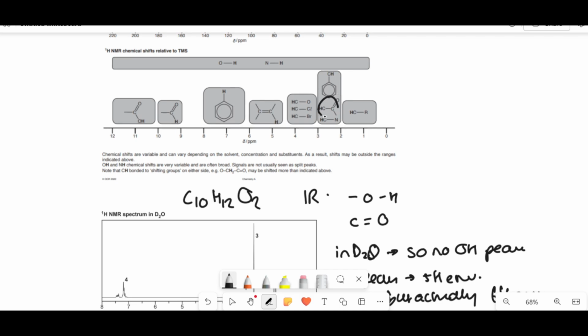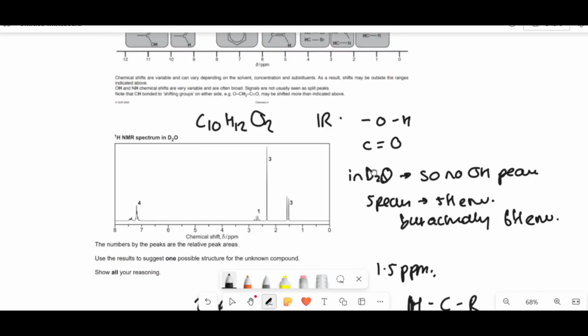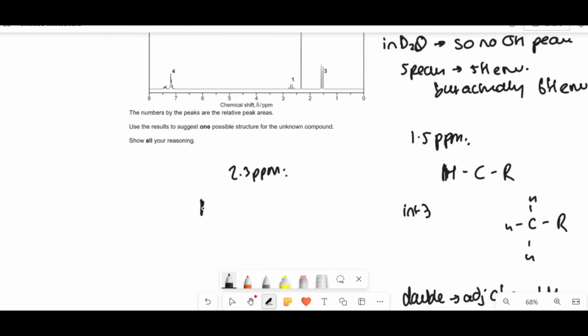So the options are this or this. No nitrogen, so it's not that. How do we check whether this is present or not? Look to see if there are peaks between 7 and 8, and unfortunately there are, so we can't tell them apart. If there were no peaks here, then we would know it's definitely not that. So let's just do both. So 2.3 ppm, it's an H next to a C double bond O, and then something.